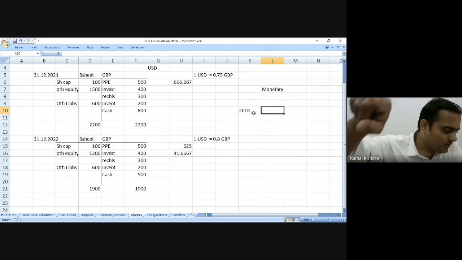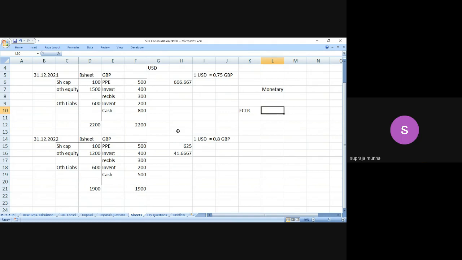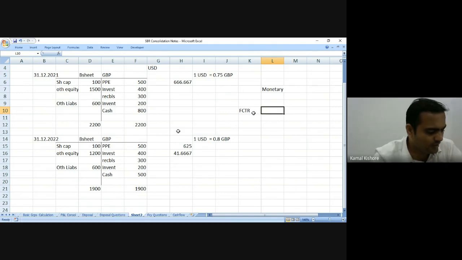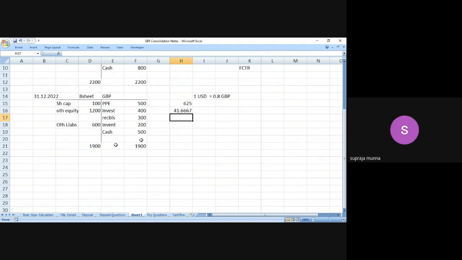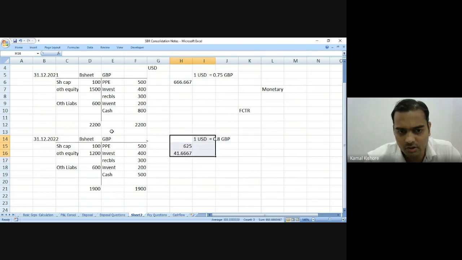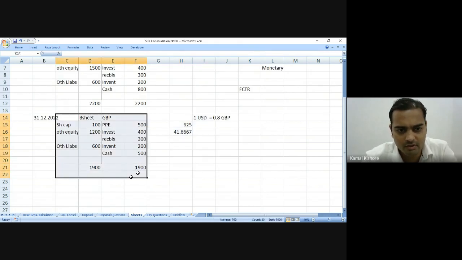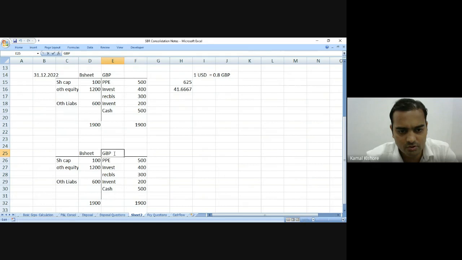Then what are the consolidation issues? This is one consolidation issue. Everything you calculate, you convert the foreign currency financials to your rate, then you consolidate. For example, I will convert this entire thing into USD.